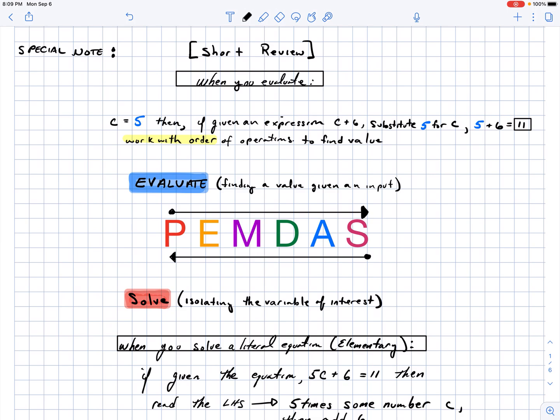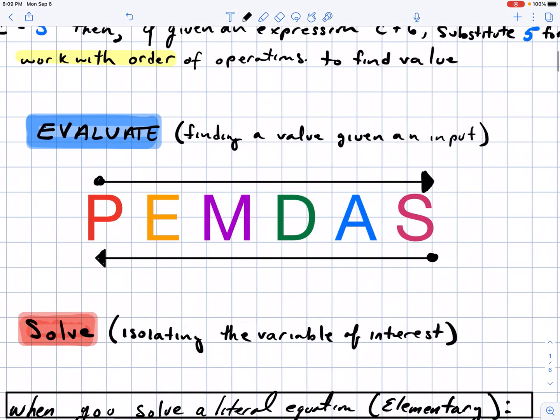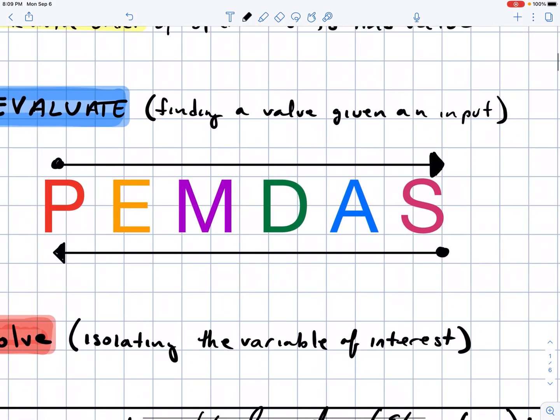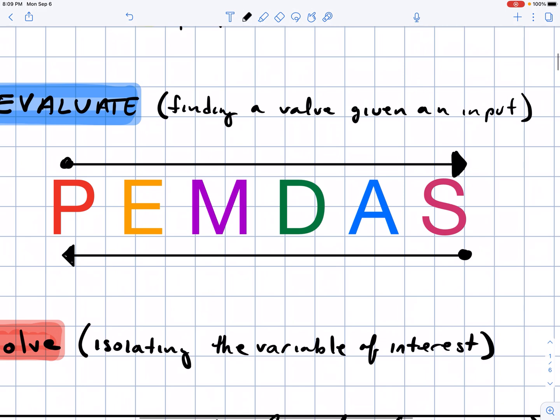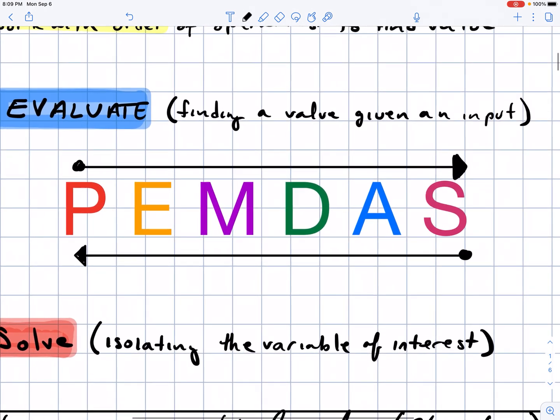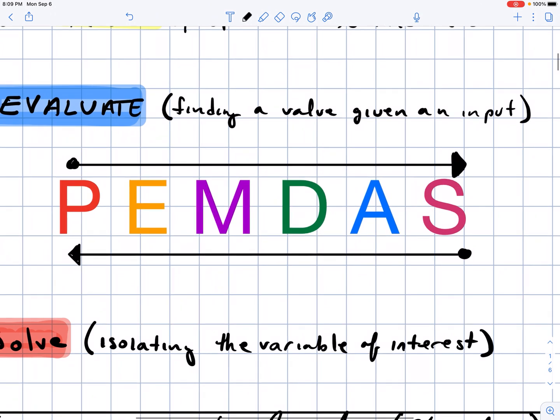So a little thing that I kind of helped remind everybody here was our little PEMDAS, or our order of operations. So all I'm saying here is that if we're going to evaluate, which is knowing a certain value for a variable, some kind of thing to input, that means we're just finding a value given an input. So we usually work with PEMDAS, so we do the parentheses, exponents, multiplication, division, addition, subtraction.